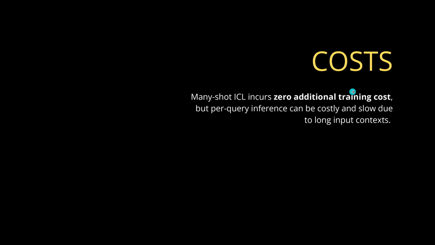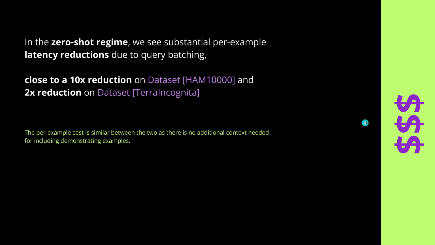But if we look at the costs, since we use many-shot in-context learning and we do not touch the weight tensors of our vision language model, so we do not fine-tune at all, we have zero additional fine-tuning costs. We just run with a pre-trained system and we have in-context learning. That's all we have. But of course, the per-query inference, since it's huge, can be costly and slow because we have a long input context, 1 million, 2 million tokens. So how does it balance out, the cost and the latency?